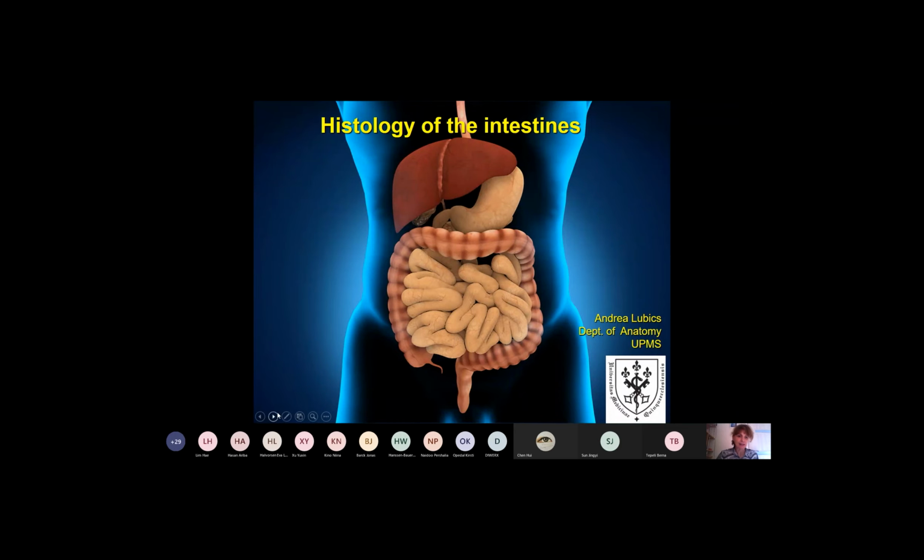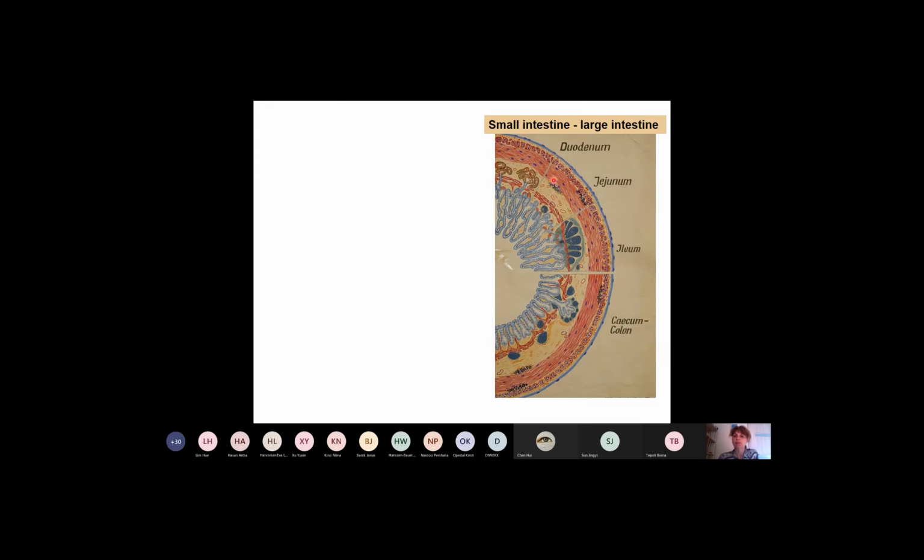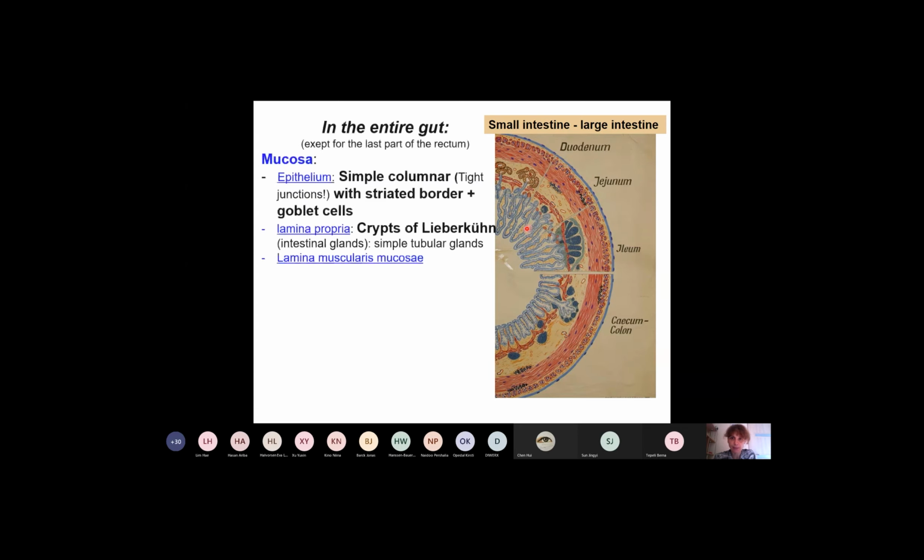In this picture you can see that in the continuation of the stomach we have at first the small intestine and then the large intestine, and today we will discuss the histological structure of these parts of the gastrointestinal tract. So here on the right side you can see a schematic drawing of the different parts of the small intestine, so duodenum, jejunum and ileum, and then in the lower part this is the large intestine, and you can see here the main characteristics of this part.